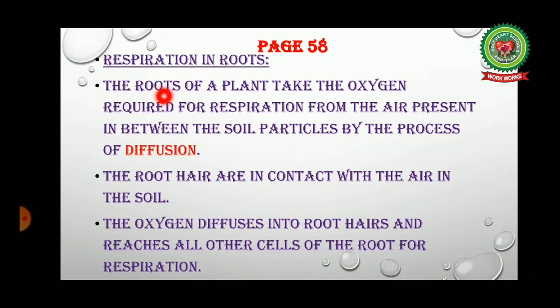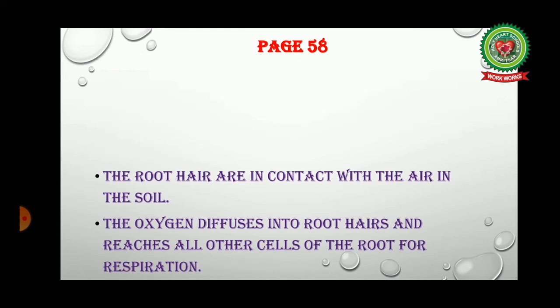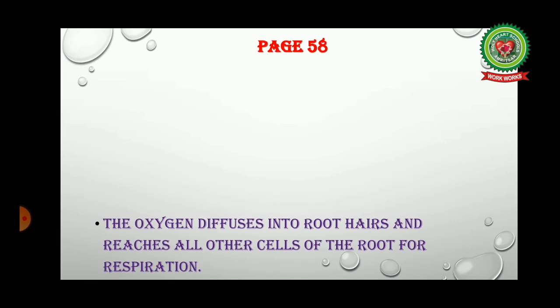So now children, the roots of a plant take the oxygen required for respiration from the air present in between the soil particles by diffusion. This we have studied right now. Now how does respiration occur in root? The root hair are in contact with the soil, and the oxygen diffuses into the root hair and reaches all the other cells of the root for respiration. Now look at this diagram.